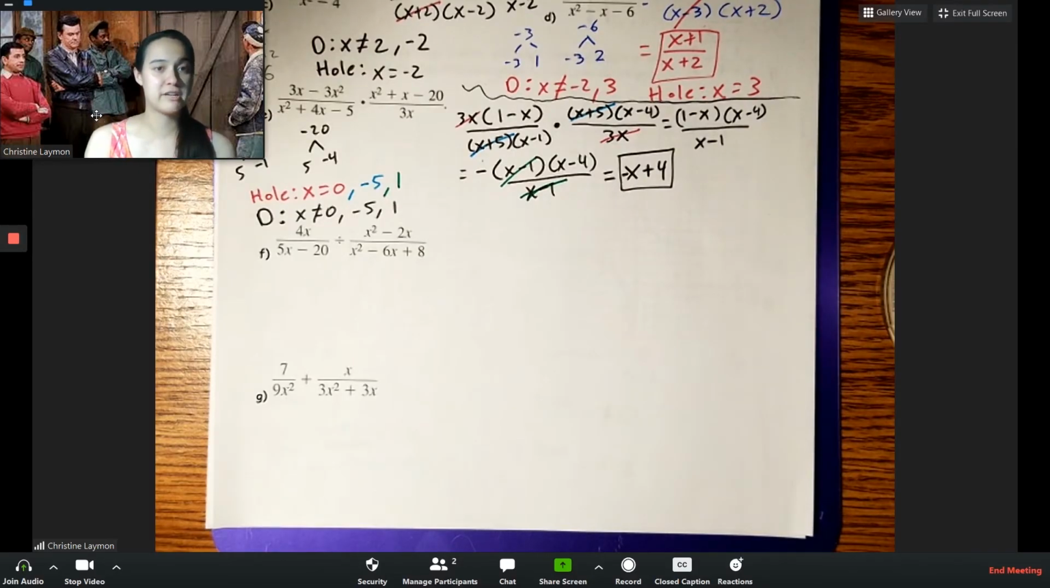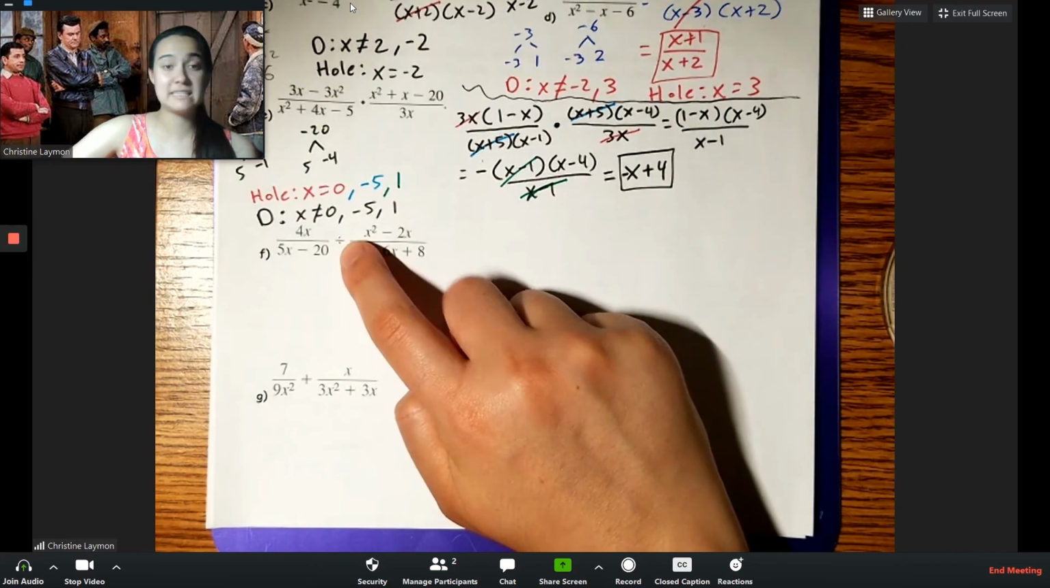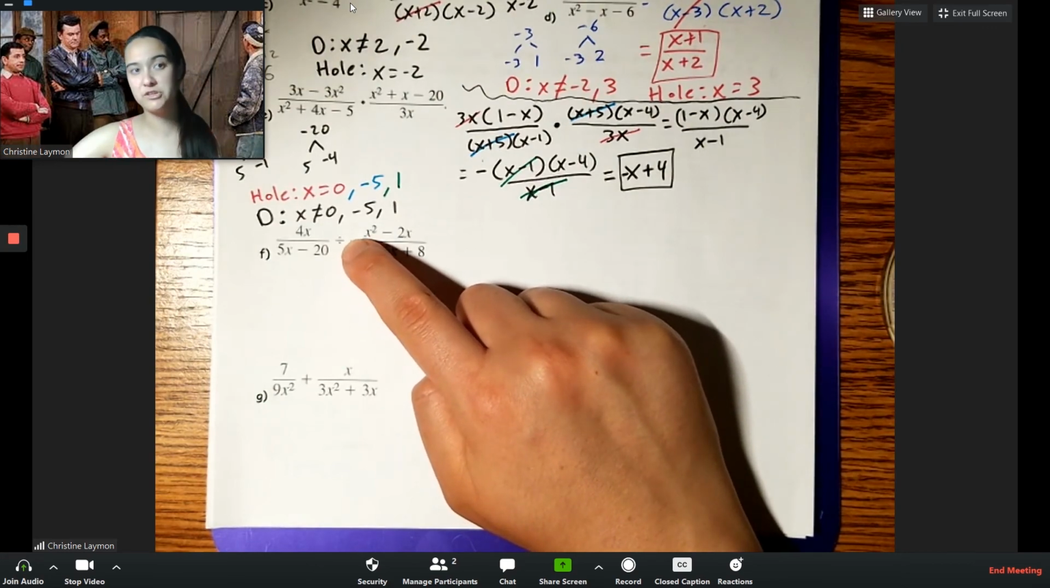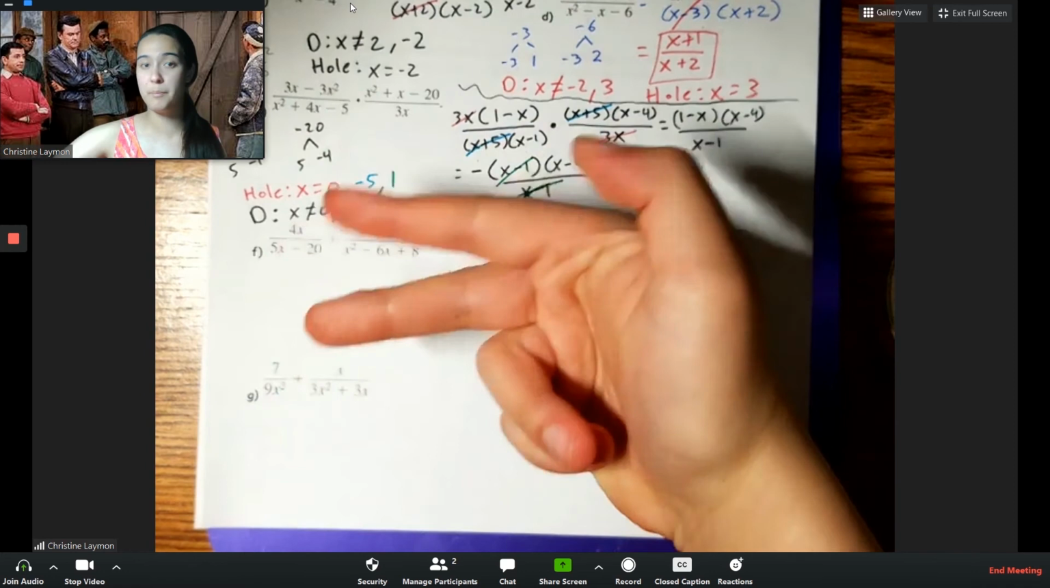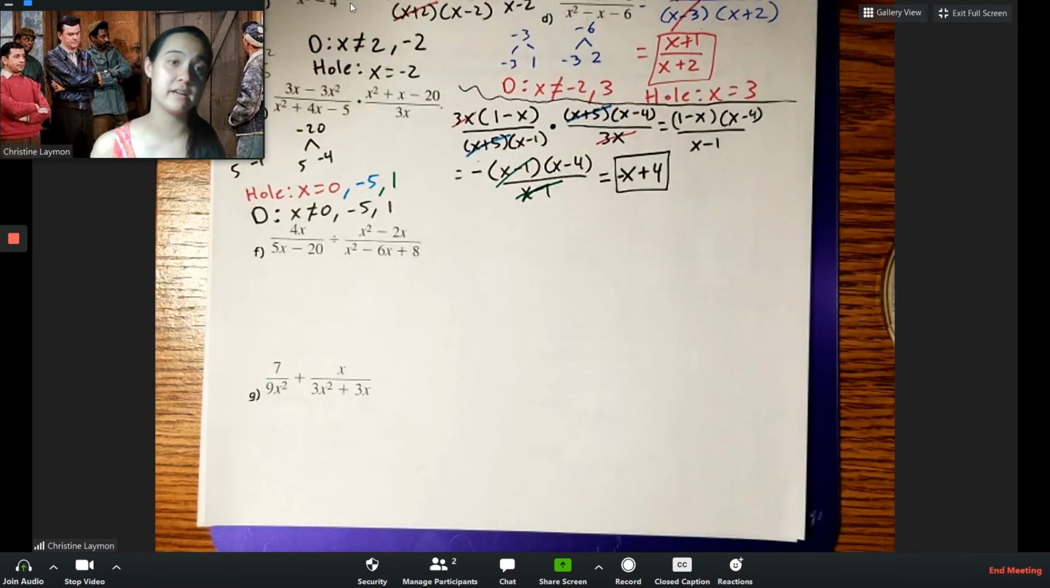Okay, let's take a look at question F. I have 4x over 5x minus 20 divided by x squared minus 2x over x squared minus 6x plus 8. So we're going to want to go ahead and factor these parts, and also notice that this division, well, dividing by a fraction is the same thing as multiplying by the reciprocal. We're going to flip this thing upside down. It doesn't matter when you do it, although to make this maybe easier to remember, I'm just going to do it first. Although when you do it is entirely up to you.